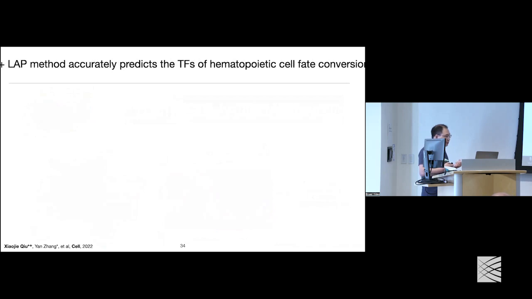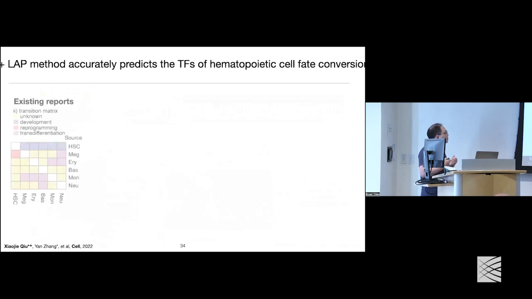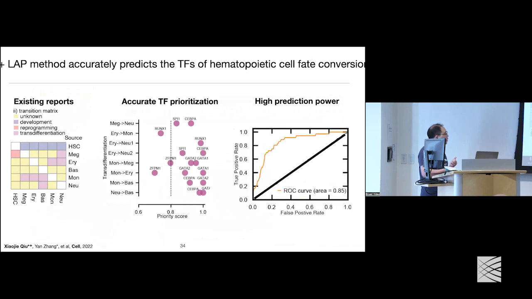Here I'm going to quickly show you the priority score of all the known transcription factors of each of these reported reprogramming and transdifferentiation events. They mostly have a score above 0.8, with 1 being a perfect score. Also, an ROC curve analysis of all these known conditions has an AUC of 0.85, indicating the high predictivity of this approach.